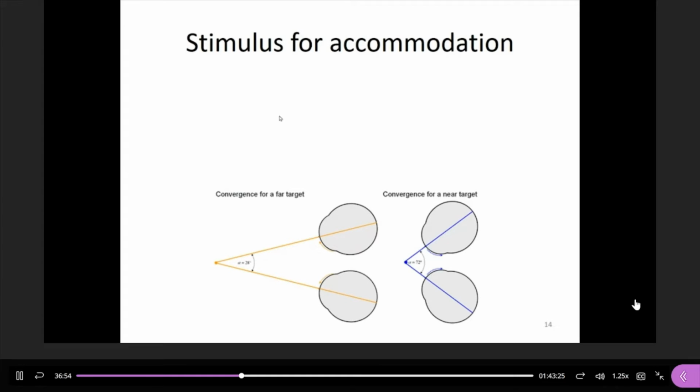So far, do you have any questions for me before we move on to the second part of my talk, which is on the stimulus for accommodation? Any questions?